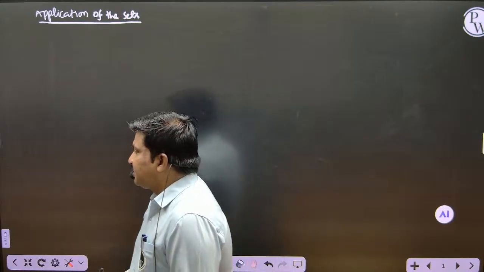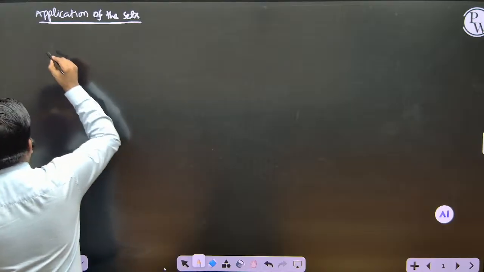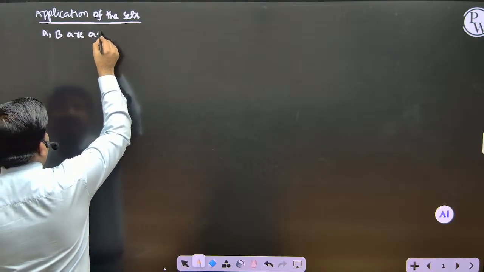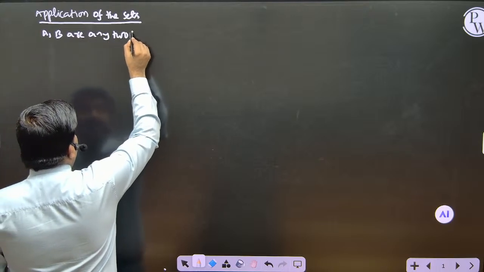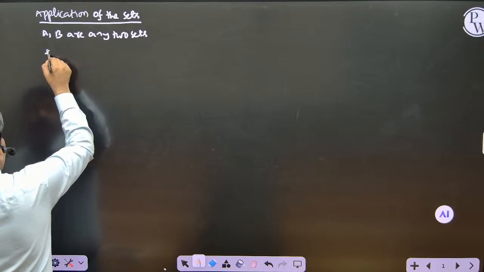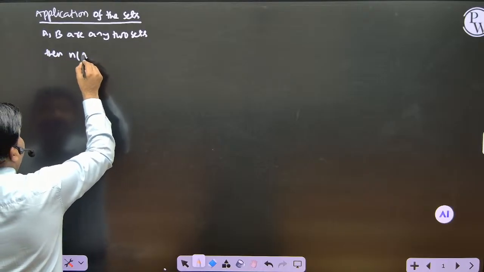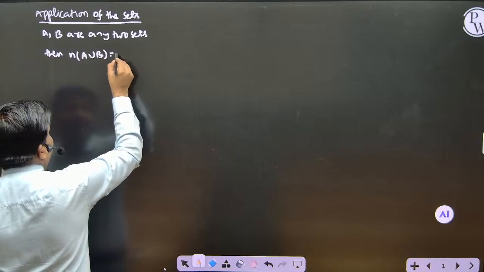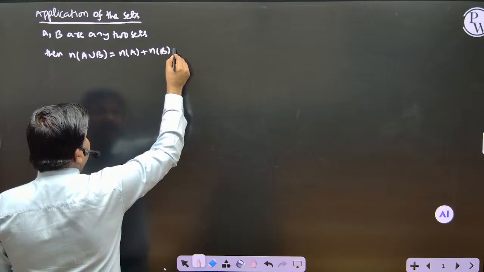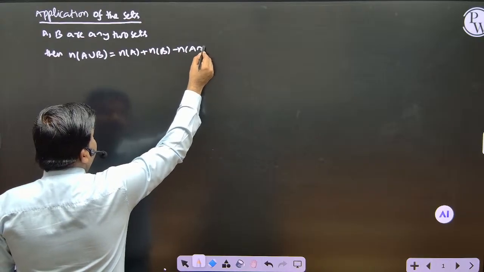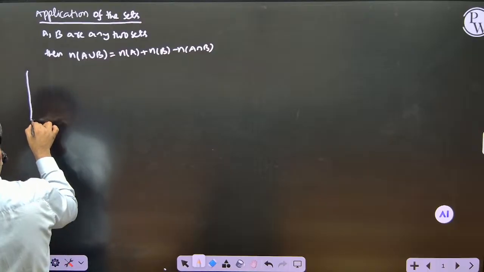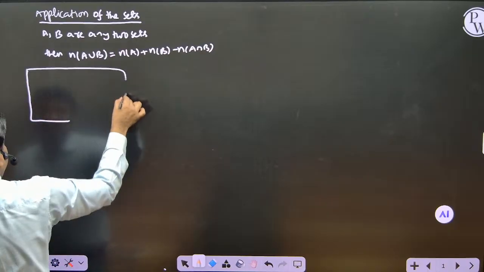What are the applications of sets? You see, A, B are any two sets. Then n of A union B is equal to n of A plus n of B minus what? n of A intersection B. So that means, diagrammatically you can understand this.